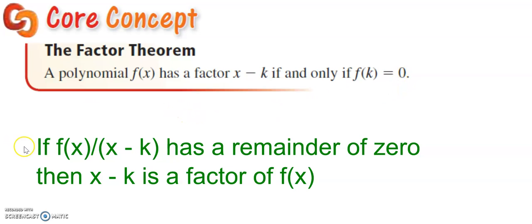Well, what it means is if we take a polynomial, f of x, and we divide it by something that is of the form x minus k, if the remainder is 0, then x minus k is a factor of that polynomial. Remember, we learned that from the remainder theorem, that the remainder is the same as the value we get. So let's look at an example of this, and hopefully it'll make a little more sense.